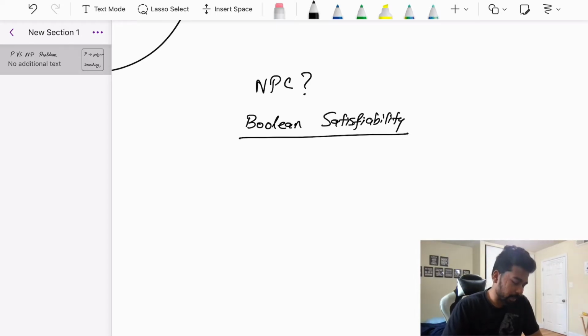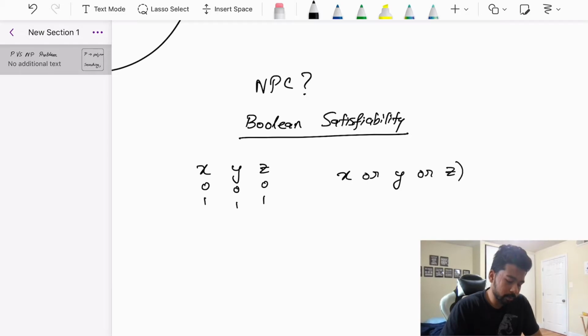you have variables x, y, and z, and the variables could have binary values, which means x can be 0 or 1, y can be 0 or 1, z can be 0 or 1. Now, let's say I give you a statement, and the statement says x or y or z, and I say this is equal to 1. This is my expression, or this is the problem.